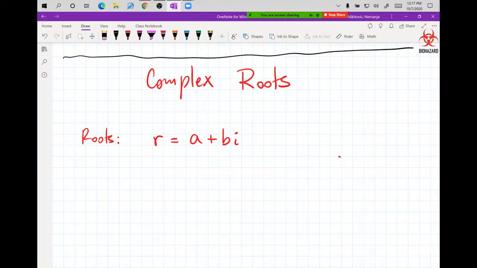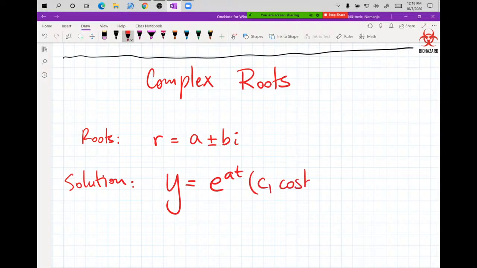So if you have a complex root, and complex roots are always in pairs, so it is a plus minus situation there. It's called a complex conjugate. The complex roots will give you y equals e to the at, and then in parentheses you're going to have c1 cosine bt plus c2 sine bt.